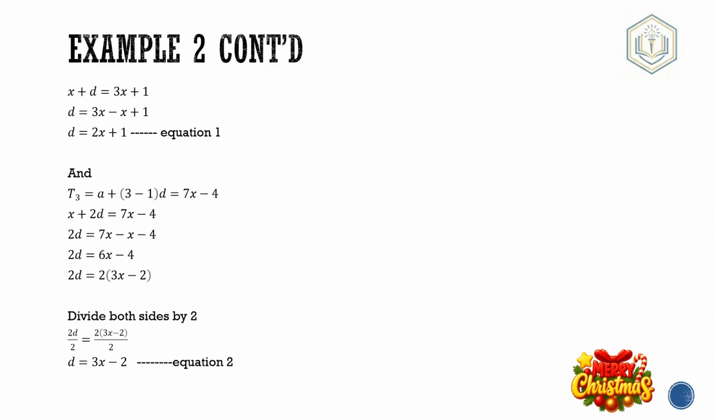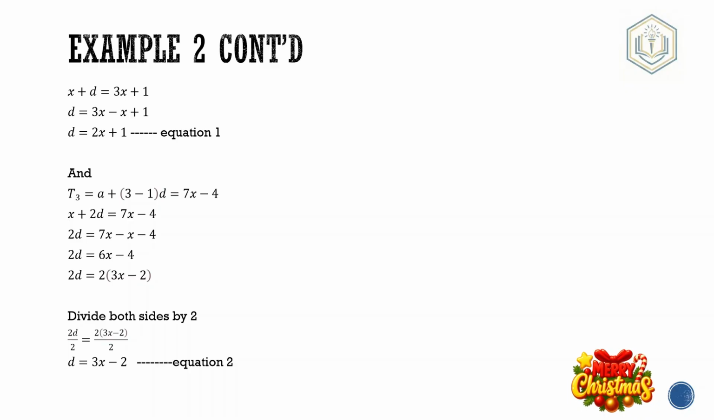And then we move again to the third term in that sequence, which is 7x minus 4. So it is also the same thing as your third term equals a plus (3 minus 1) times d. If you do that and collect like terms, what you will have is that your a, which still has a value of x, is x plus 2d equals 7x minus 4. So your 2d equals 7x minus x minus 4. You move your x to the right hand side, and so you are going to have 2d equals 6x minus 4.